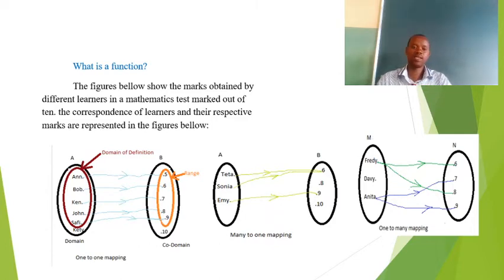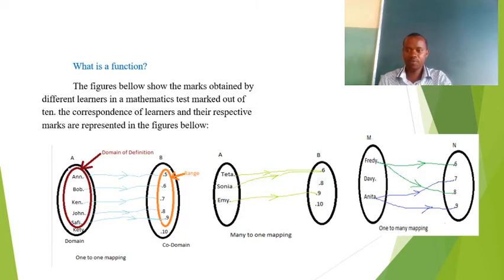Try to think critically. Can a runner get 2 different marks in one test? But in this third figure, it is shown that Freddy has 2 marks and Anita has gotten 2 different marks.